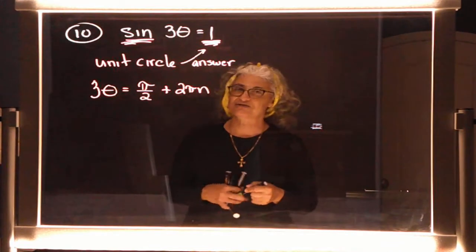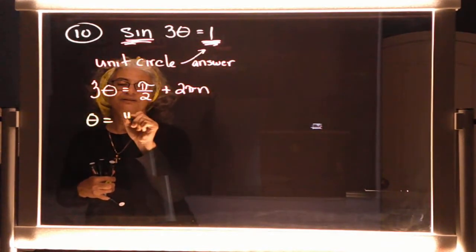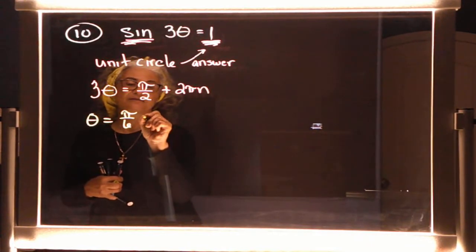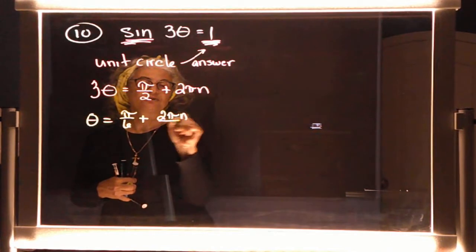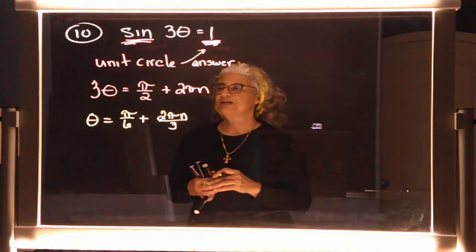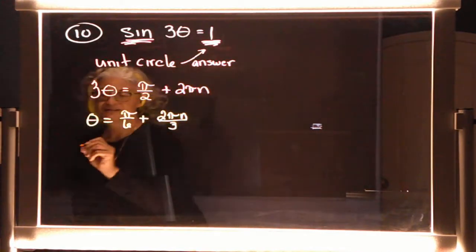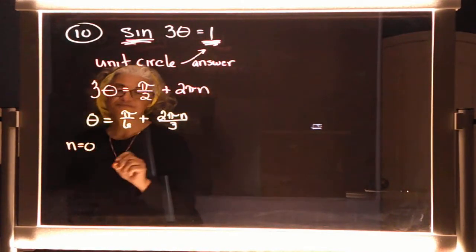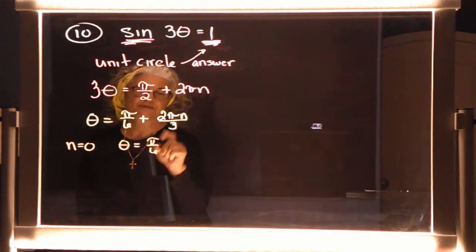Okay, let's start solving for theta. So divide everything by 3. So that would be pi over 6 plus 2 pi n over 3, right? Okay, lovely. All right, let's talk about n equaling 0. Theta would just be pi over 6, wouldn't it? Because this goes away.